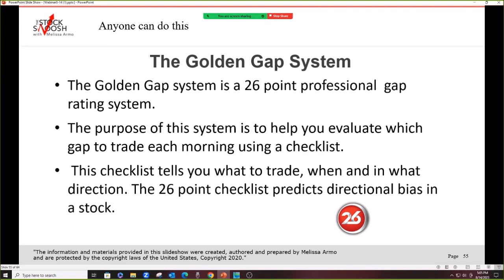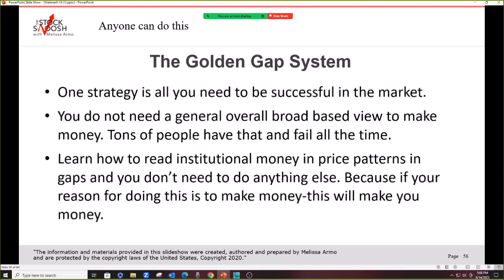The purpose of this system is to help you evaluate which gap to trade each morning using a checklist. The checklist tells you what to trade when and in what direction. The 26-point checklist predicts directional bias in a stock. It's all I do. It doesn't matter if I'm doing an option or a day trade, it is based on the rating system. One strategy is all you need to be successful in the market. You do not need a general, overall, broad-based view to make money. Tons of people have that, and they fail all the time.